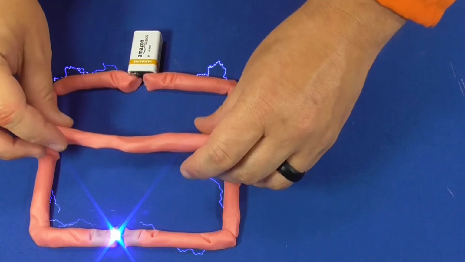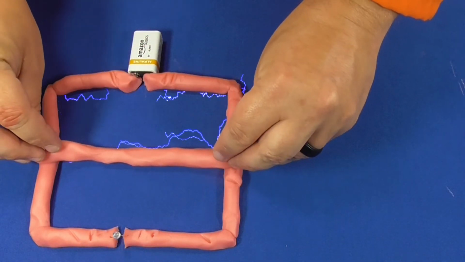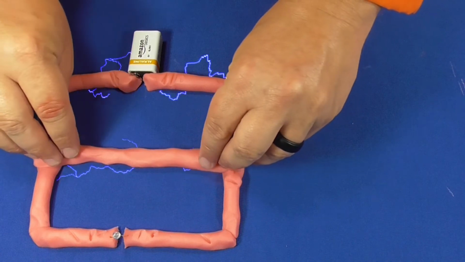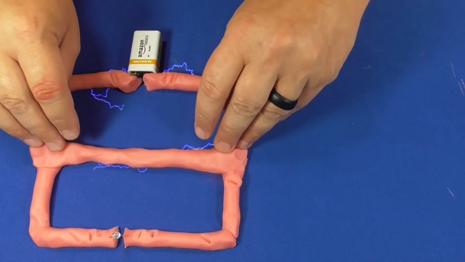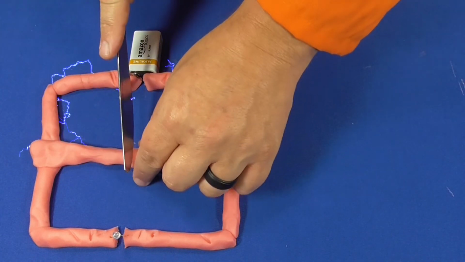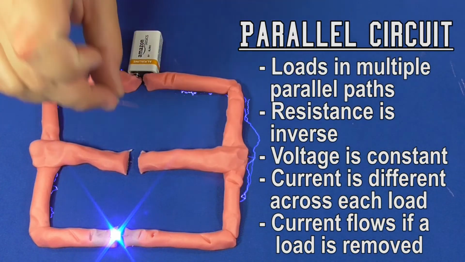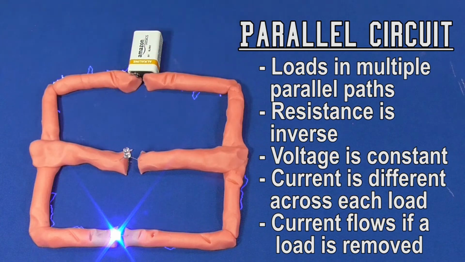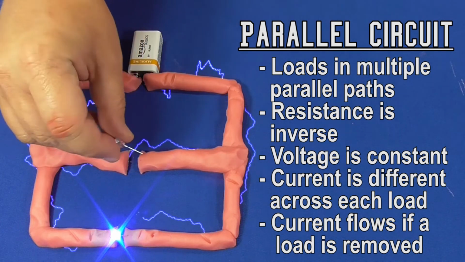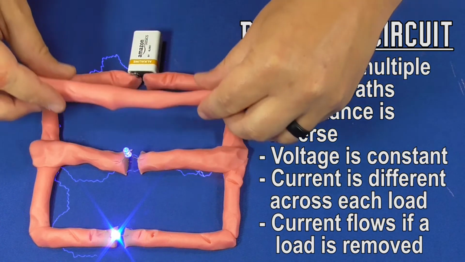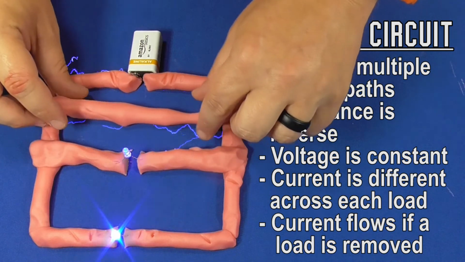Electrons travel through a path of least resistance. So if I add a line of Play-Doh here, the electrons will go through it instead of the LED. If I add an LED to this new Play-Doh, I've created a parallel circuit. Parallel circuits are named as such since electrons follow multiple or parallel paths, not just one.